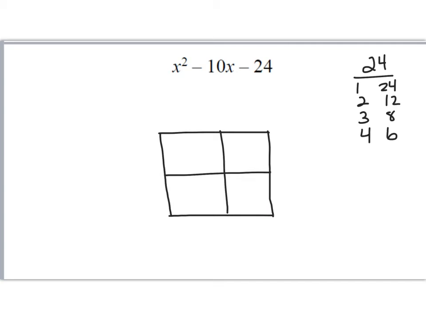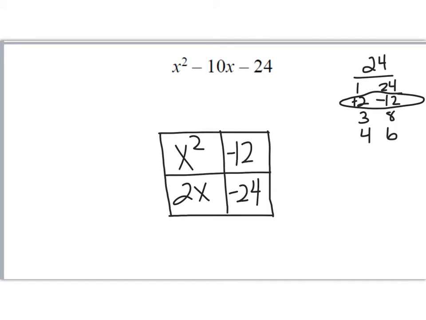Well, if you said subtract, you are correct. This negative 24 means I have to have one positive and one negative. And when you put those together to get 10, there'll be a subtraction going on. So we're looking at this pair right here. For the 10 to be negative, your bigger number must be negative, which means the 2 needs to be positive. All right, here's my x squared and my negative 24. And then I'm going to do a 2x and a negative 12x.